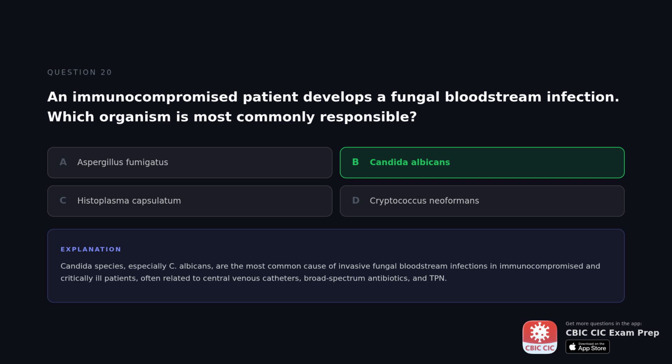The correct answer is Candida albicans. Candida species, especially C. albicans, are the most common cause of invasive fungal bloodstream infections in immunocompromised and critically ill patients, often related to central venous catheters, broad-spectrum antibiotics, and TPN.